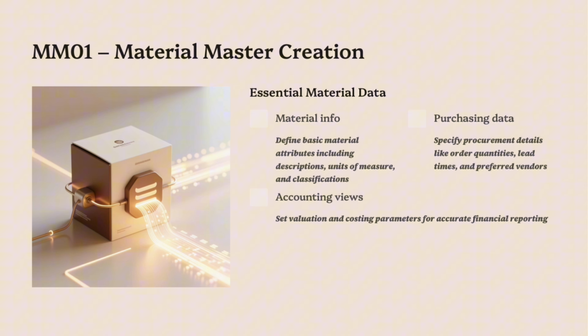Part 6, MM01, Material Master Creation. In SAP MM, everything starts with materials, and the way to create them is through MM01, Material Master Creation. A Material Master Record is like the DNA of a product. It contains all the essential data about a material, its description, unit of measure, valuation class, purchasing details, and more. Without this, you cannot buy, store, or sell the material in SAP.